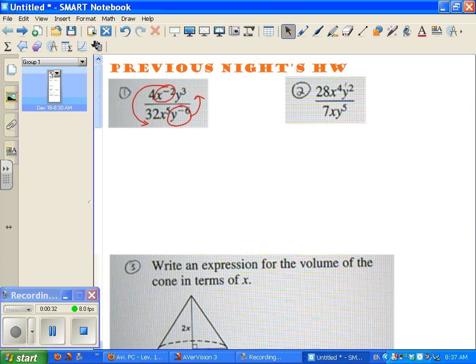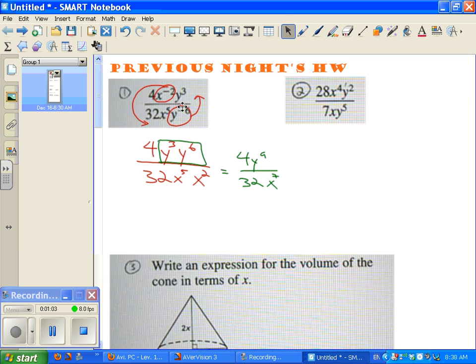So what am I going to have up here now, up at the top? 4y to the third, y to the sixth, over 32, x to the fifth, x. Okay. Now, when you multiply two things that have the same base together, what do you do with their exponents? Add them. So what will I have in the top now? 4y to the ninth over 32 x to the seventh.